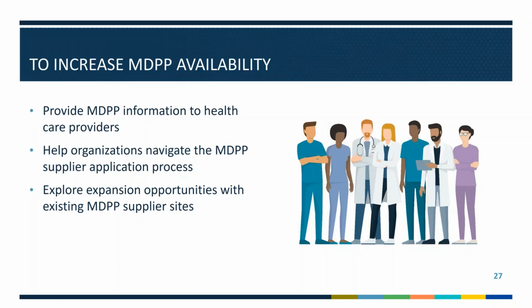State and local health departments can share tools with CDC-recognized organizations that have preliminary or full recognition and offer an in-person lifestyle change program to help them navigate the process to apply as an MDPP supplier. Encourage these organizations to consider becoming MDPP supplier sites in areas where programs do not exist.